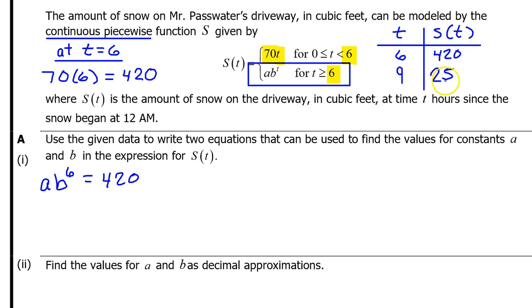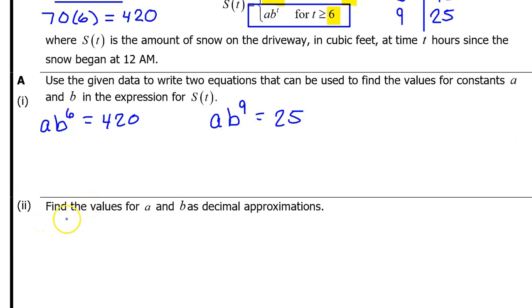The second input-output pair will give us a second equation. If we plug in 9 for t, it should equal the output value of 25. So the second equation is a times b to the 9th power is equal to 25. So that's the answer to A part 1.